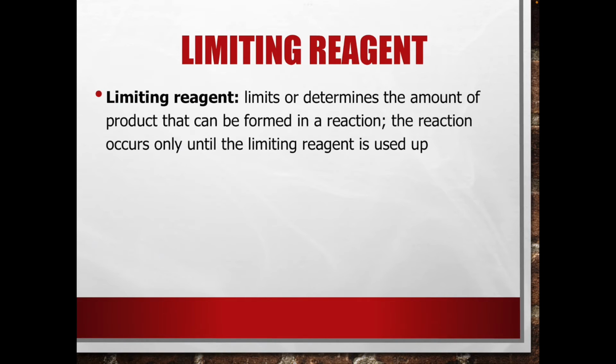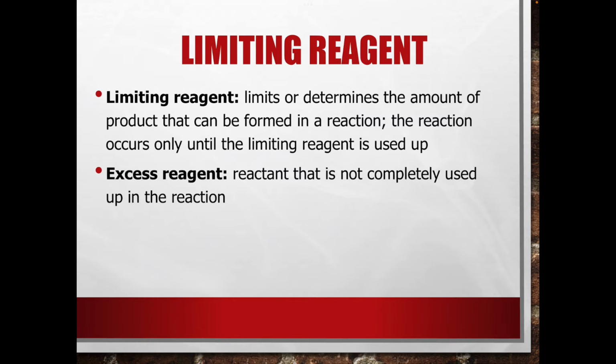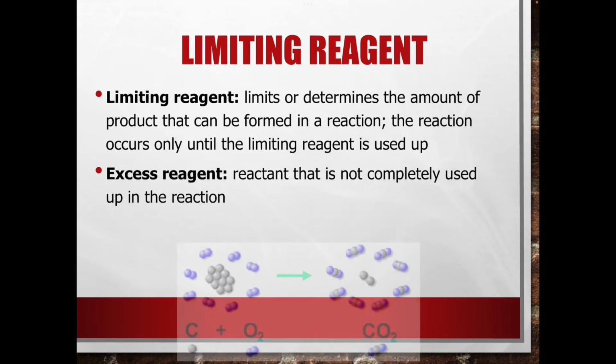All right, so our limiting reagent, here's a technical definition for you. It limits or determines the amount of product that can be formed in a reaction. The reaction will only occur until our limiting reagent is all used up. Once it's all used up, it can't keep going because it can't make more product. Kind of like we couldn't make more stick figures because we ran out of heads. Our excess reagent will be the reactants that are not completely used up. There might be one excess reagent, there might be more than one. Kind of like in our stick figure example, we had leftover torsos and legs and arms.